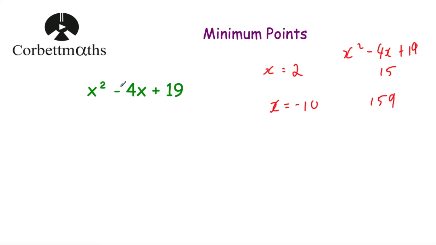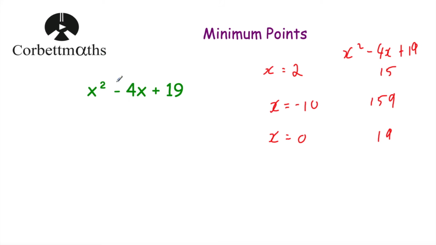But what if we wanted to find the lowest possible value for this expression? In other words, if we pick a certain value of x and substitute it in, what's the smallest possible answer that we could get? Looking at it, what if we try 0? If x is equal to 0, then 0 squared is 0, take away 4 times 0, that's 0, plus 19, gives us an answer of 19.